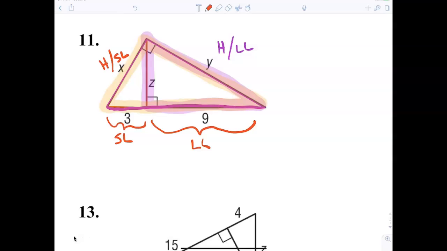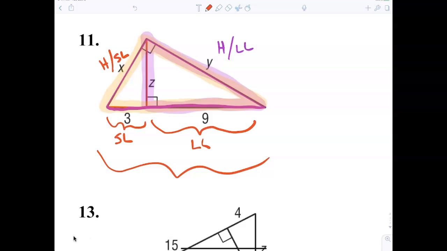Is it part of another triangle, right? Now, 9, what else could it be? I don't think it's a hypotenuse of a triangle. I think it's like 3, isn't it? It's just the long leg, because it's a part of this hypotenuse right here, right? But it's not the hypotenuse. Do we agree with that?